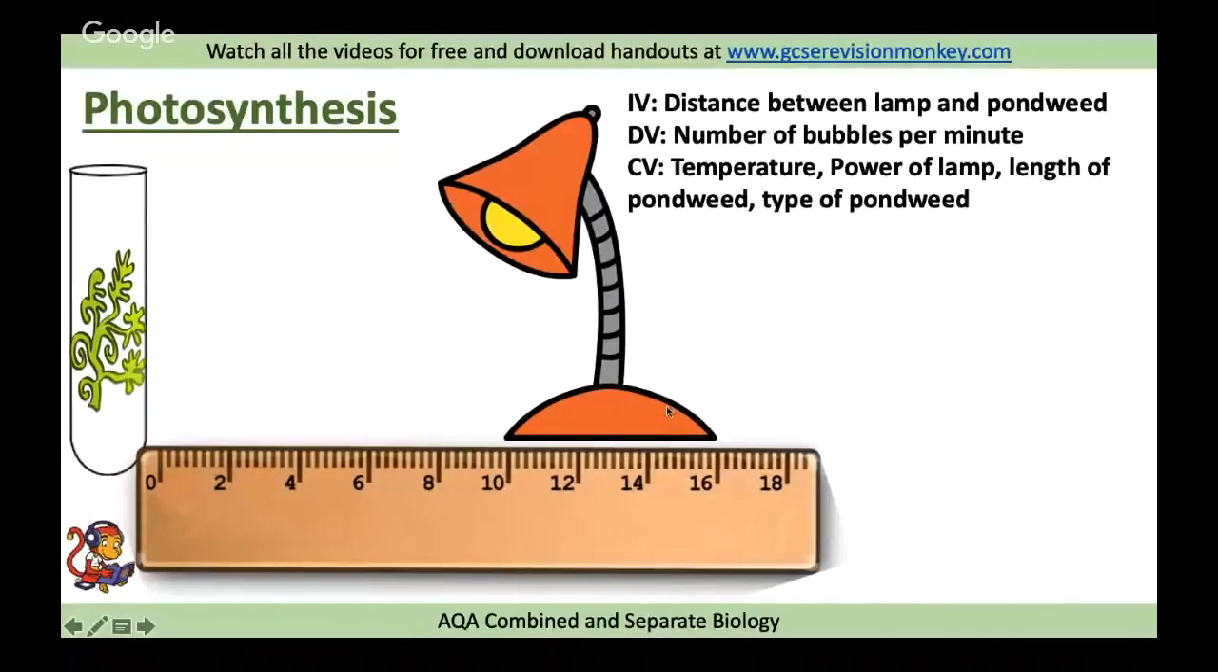photosynthesis. Now, these are fully in detail on another video, if you want a bit more detail. So the independent variable is the distance between the lamp and pondweed. That, in turn, changes the light intensity. The dependent variable is the number of bubbles per minute. In this case, you need to be talking about either this or in terms of a rate of photosynthesis.